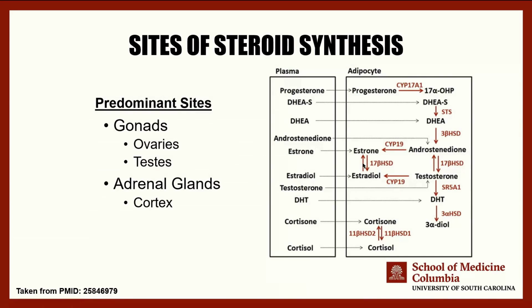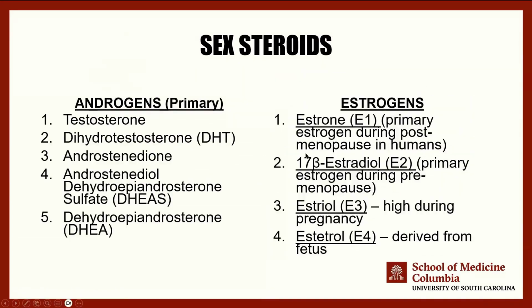Now, when we talk about androgens and estrogens, there are primary androgens here, and there are also estrogens, E1, E2, E3, and E4. The primary estrogen that we'll be discussing is 17-beta estradiol, also known as E2, and this is important because it is the primary estrogen during pre-menopause, okay? In humans, for example, estrone is the primary estrogen during post-menopause, and that's primarily synthesized, for example, by the adipose tissue.